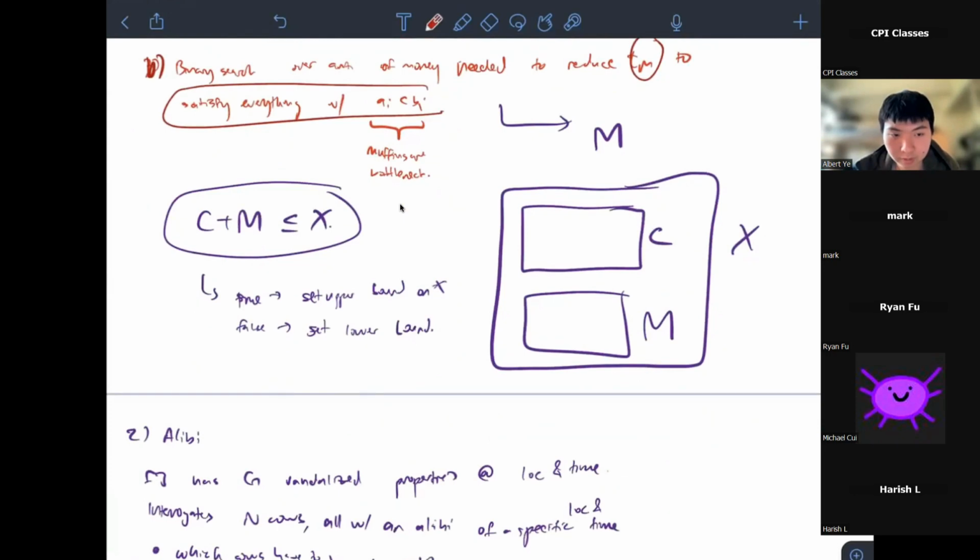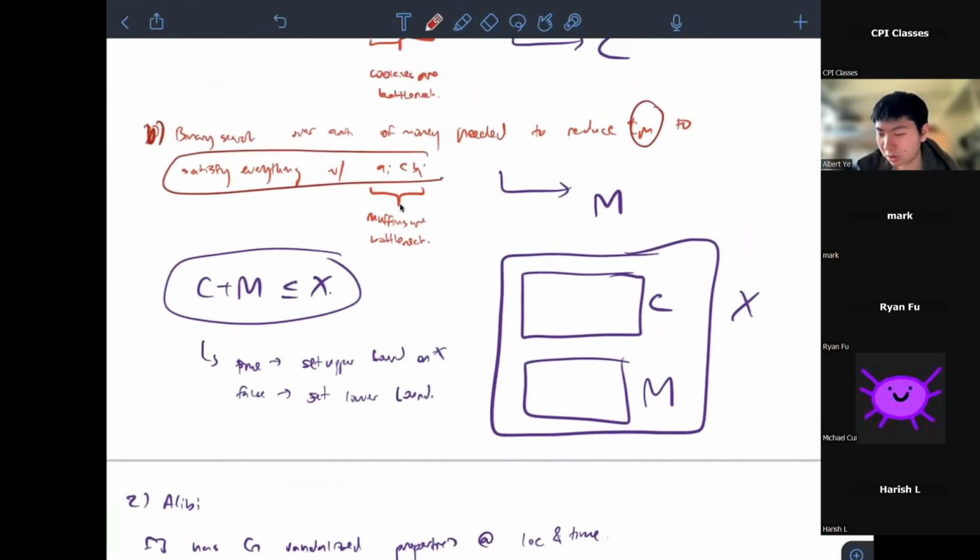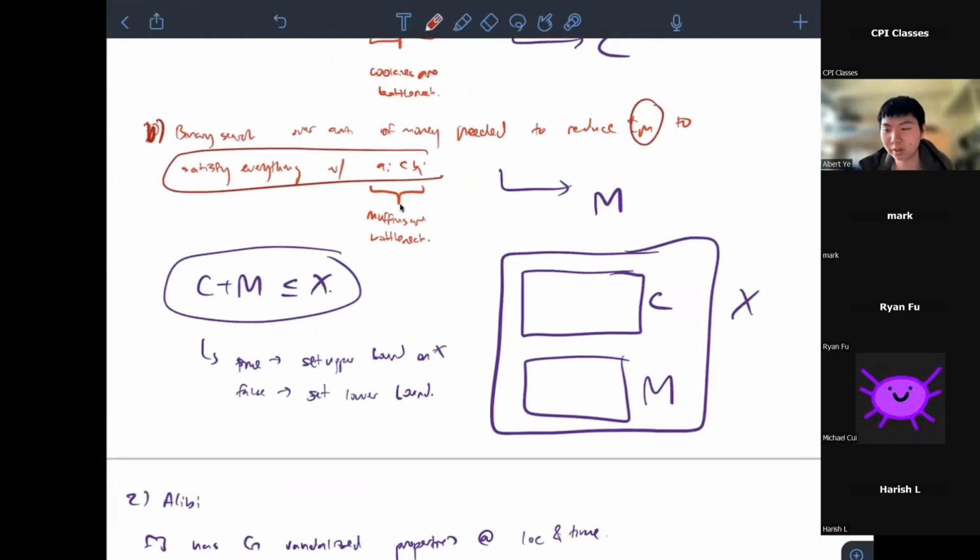So if this returns true, then we set the upper bound on X, otherwise we set the lower bound. So are there any questions? No questions on this problem, then I will hand it on to the next person. Okay, so over to you.